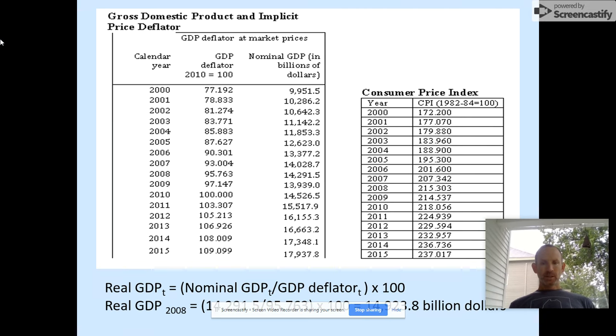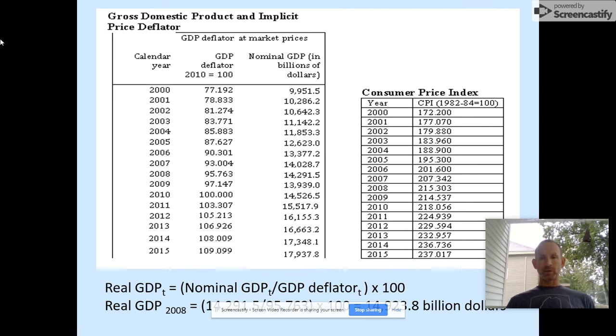Hopefully that makes sense. The consumer price index on the right is a bit more commonly used price index. You've probably heard of that.